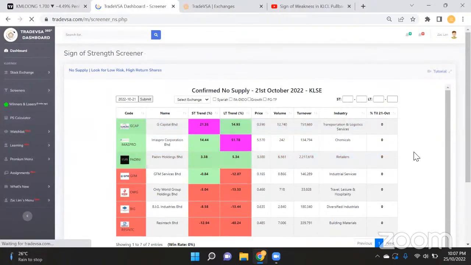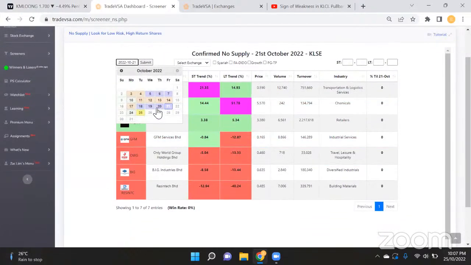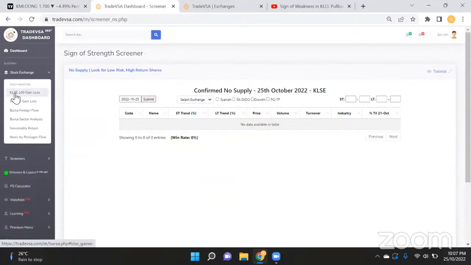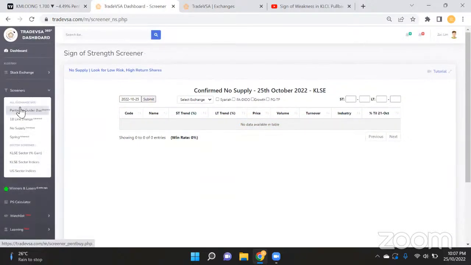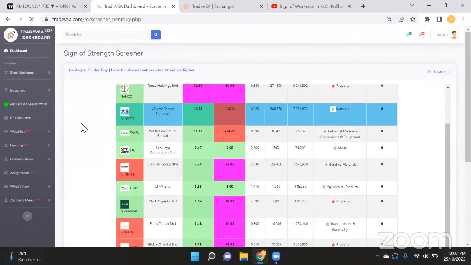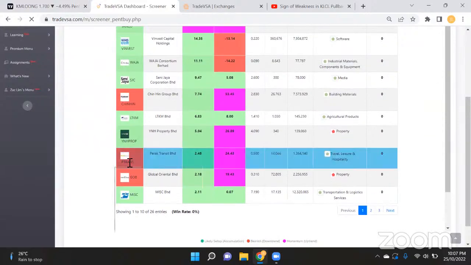Today is the 25th. Okay, it's set to updated. All right, so let me check again. Okay, it's set to updated. Let's check Pentagon. Okay, probably today is a bit slow here. But I think P-Trans today makes a nice breakout.